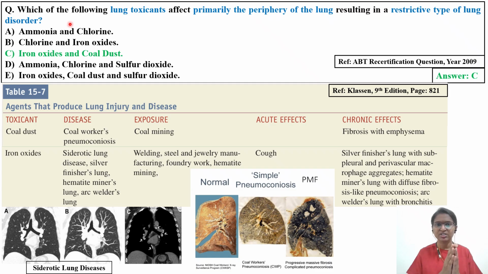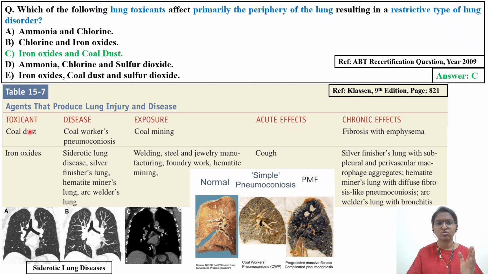Now in this question, we have to identify two options from the given options. We have to identify where this particular chemical will go and deposit in the periphery of the lung, resulting in restrictive type of lung disorder. So the right answer will be in the green text, that is iron oxides as well as coal dust. These are the lung toxicants that primarily affect the periphery of the lung and result in restrictive type of lung disorder.